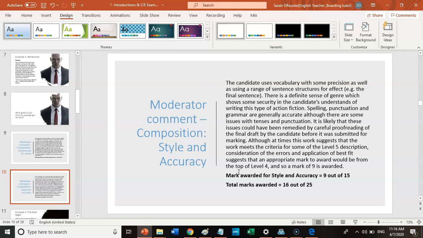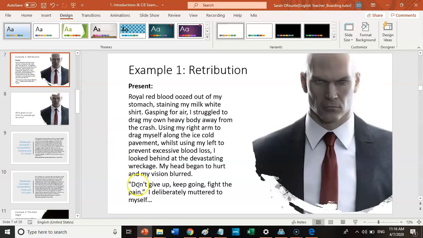So CIE say, the candidate uses vocabulary with some precision, so there's some good vocabulary, as well as using a range of sentence structures for effect. For example, the final sentence. This here, don't give up, keep going, fight the pain, shows that they're trying to use that sentence structure to show the pain that he's in, to show that he's passing out. It's quite a deliberate choice of sentence structure.